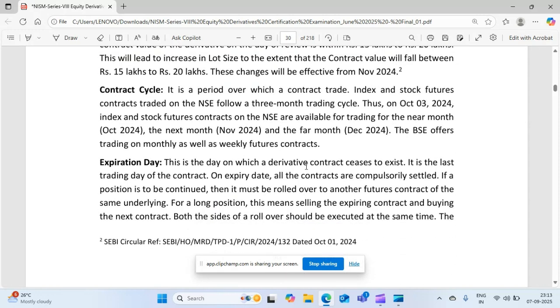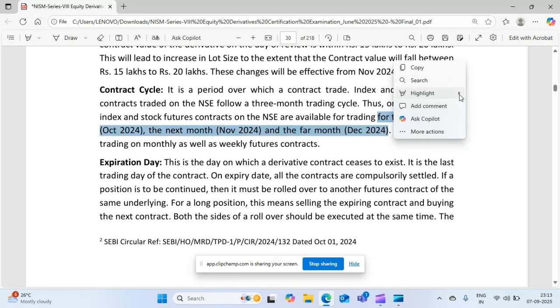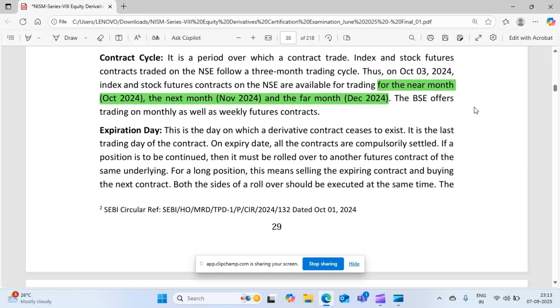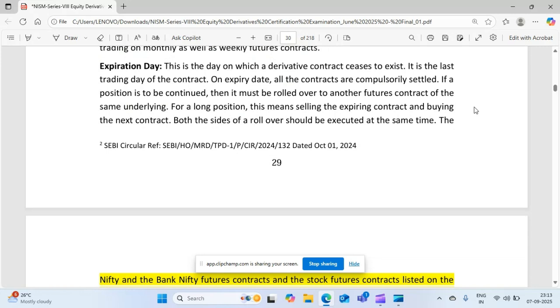There is a contract cycle, which means index futures and stock futures have a 3 months long cycle. Okay, so if you are on 3rd October 24, you will have three contracts: the near month, the next month, and the far month. These are the three contracts that you will have. So questions could be on this also. Every contract expires on a date. An expiry date is there in each contract, and all contracts are compulsorily settled on the expiry date.